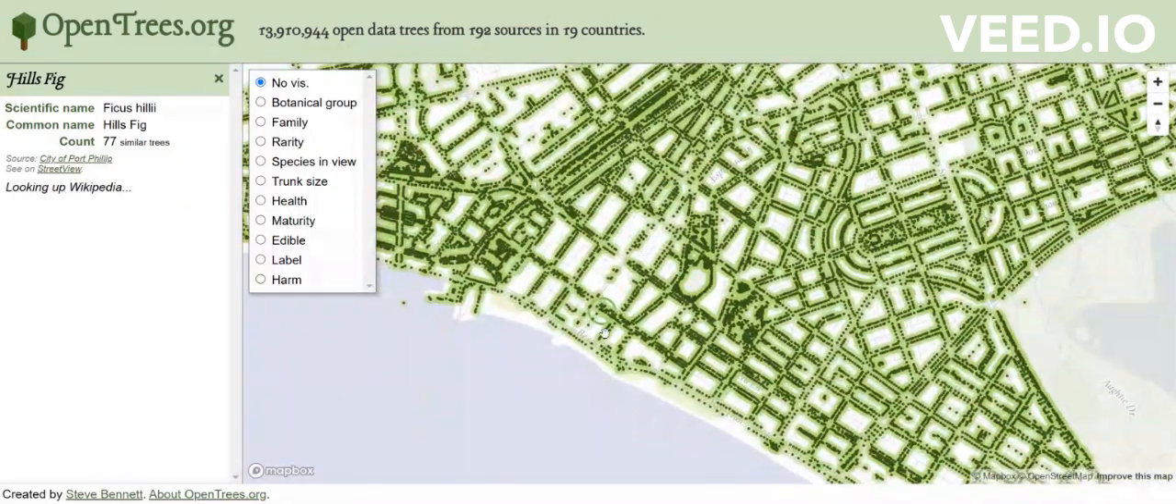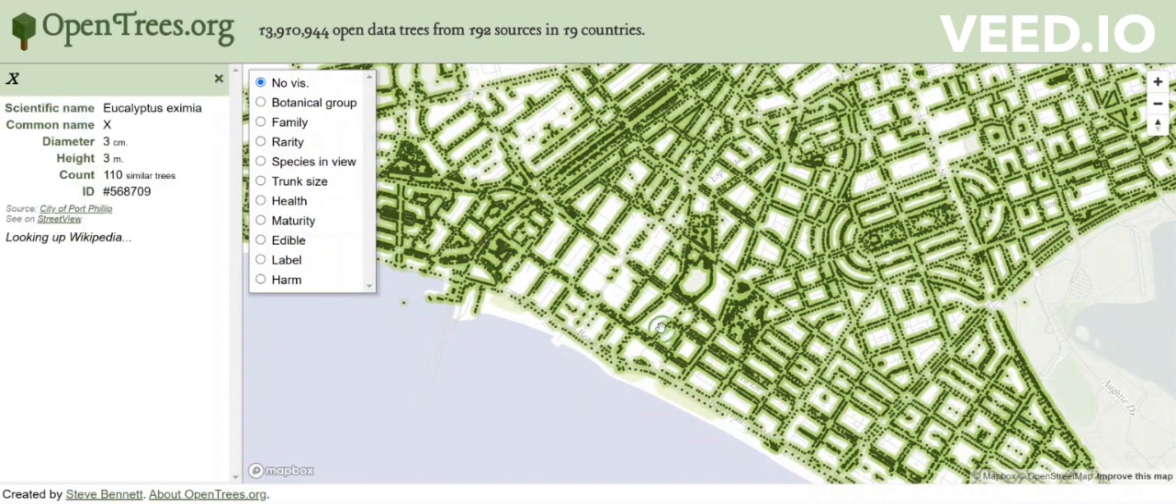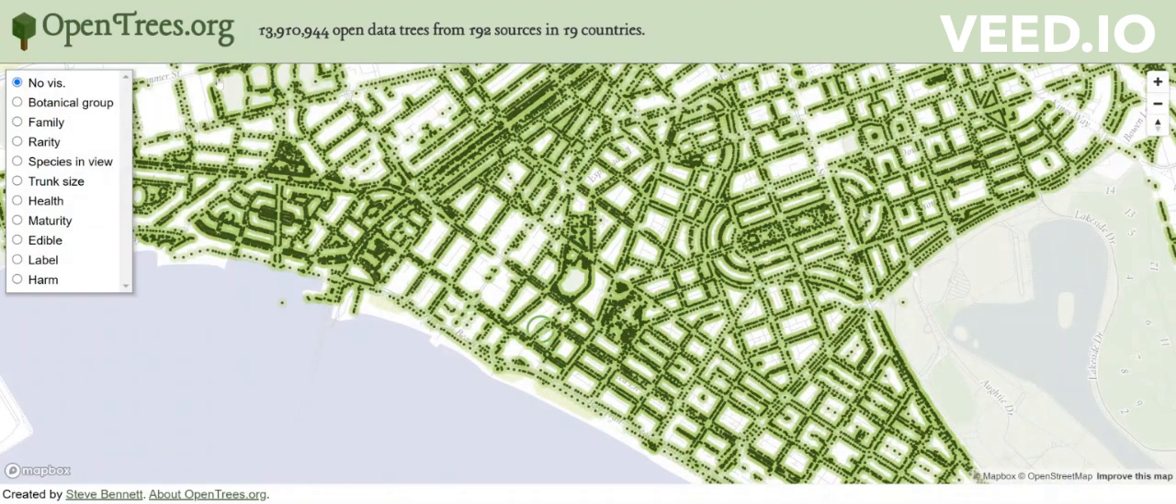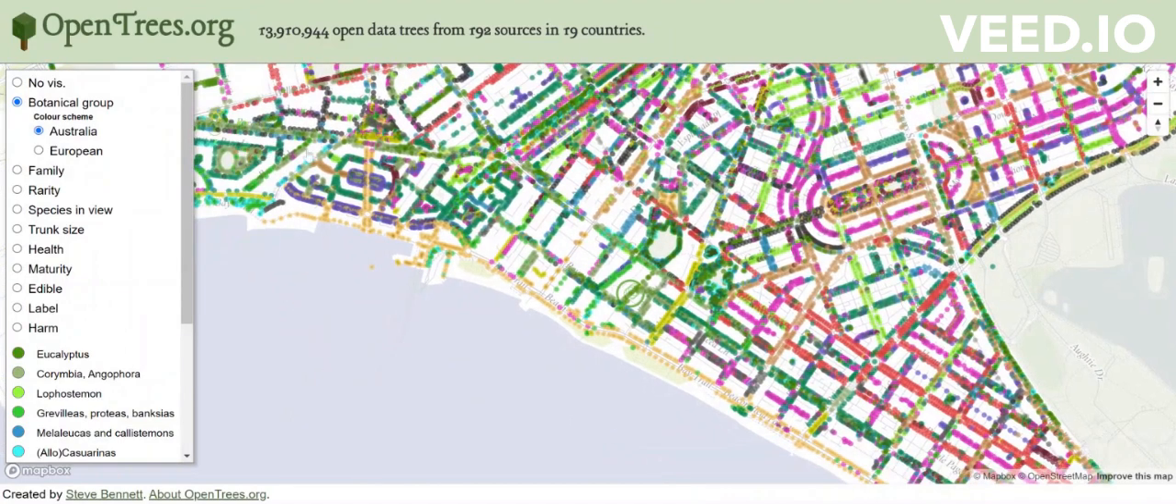We can see the tree life of an area here. So let's start to have a look at what we get here. And let's start to see the tree life. So just by clicking on this panel here on the left-hand corner, we can understand what's going on.